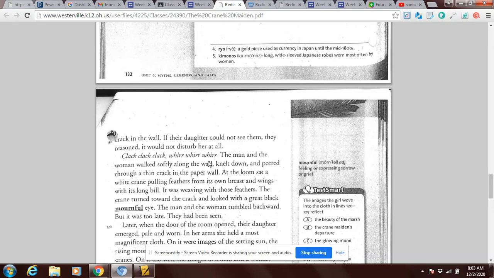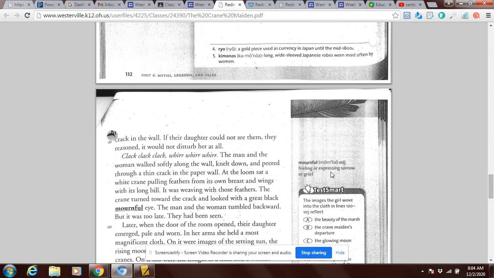Clack, clack, clack, whir, whir, whir. The man and the woman walked softly along the wall, knelt down and peered through a thin crack in the paper wall. At the loom sat a white crane, pulling feathers from its own breast and wings with its long beak. It was weaving with those feathers. The crane turned toward the crack and looked with a great black mournful eye.